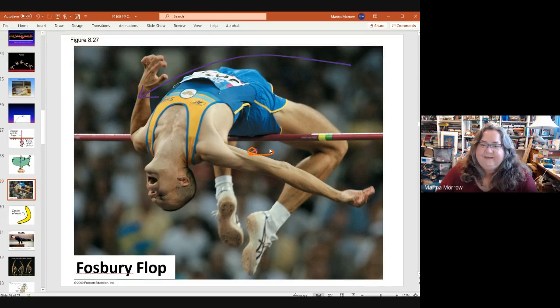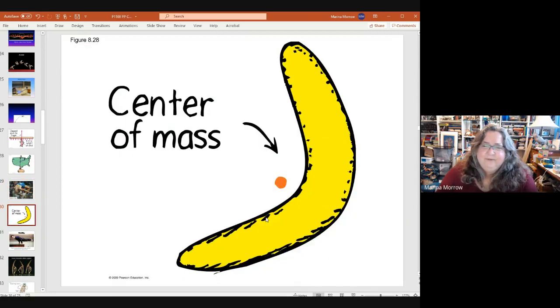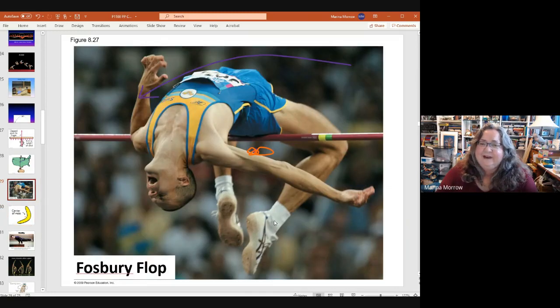So his center of mass might be down here underneath him. And that's not that unusual. Think of a donut. A donut has a hole in it, right? Where's the center of mass? Well, it would be in the center of the donut, right? Or here's a boomerang or a banana. The center of mass can be off to the side. It doesn't have to be on the object. So when Fosbury was bending himself over like that, his center of mass was underneath.